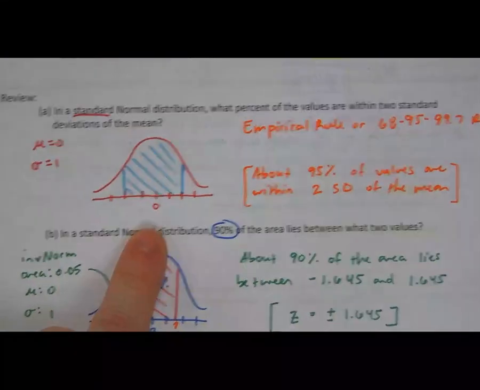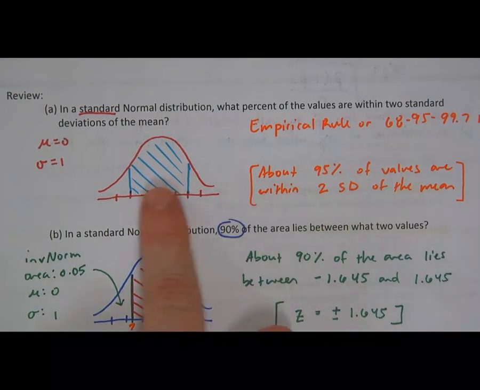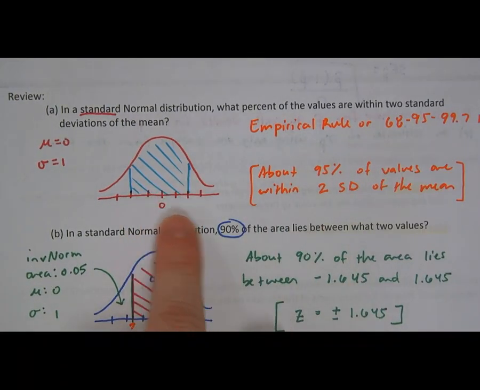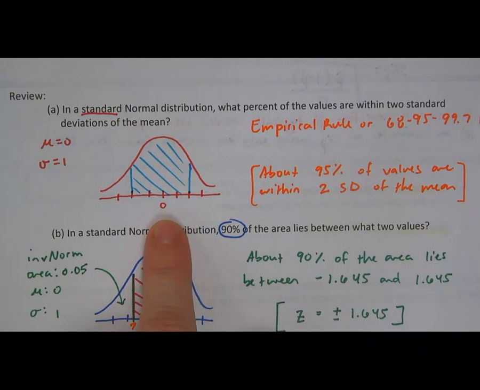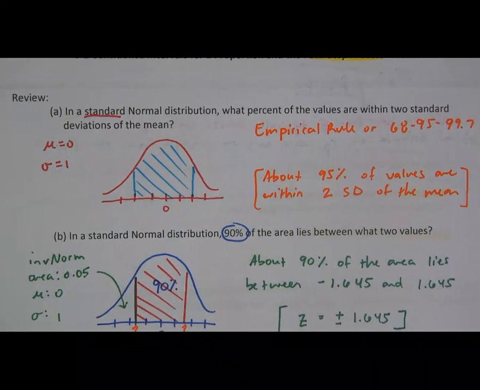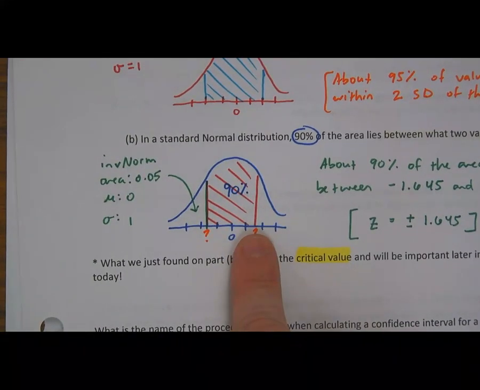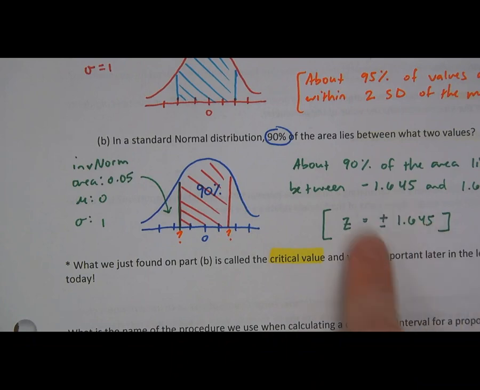Okay, now, here's what I want you to understand. The very first thing that we did in our notes, we said that about 95% of the values are within 2 standard deviations of the mean. But this time I want to be more accurate. So the critical value for 95% is not 2, it's really close to 2. But let's use what we did on this problem to calculate the critical value for a 95% confidence level.